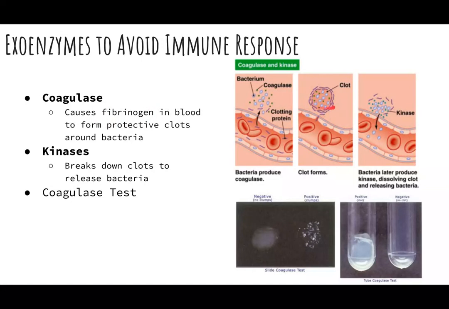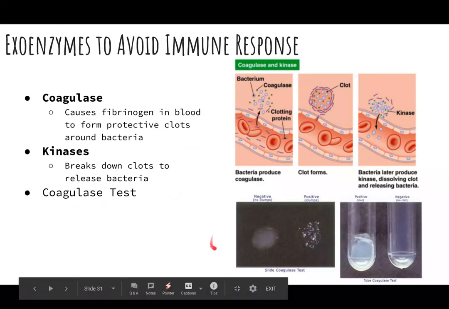So the bacteria can reproduce freely inside of there, hidden from your immune cells, and then once enough bacteria have built up inside of the clot, they release these enzymes called kinases. And the kinases cause the clot to break down, and then a lot of bacteria get released into the system, and they're more likely to cause a successful infection. We can test for coagulase using the coagulase test, where rabbit serum is added to the bacteria, and then we look for the bacteria causing the serum to clump up or to form a clot.